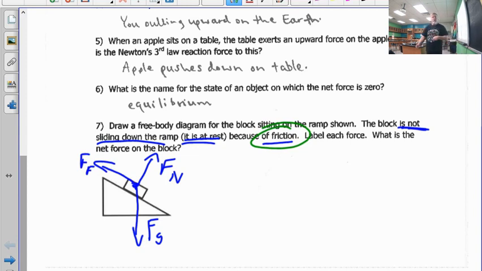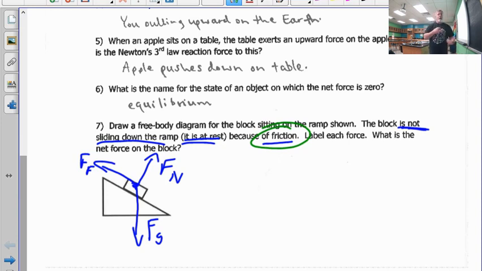Now, how did we know that friction was pointing up the slope and not down the slope? How did we know that? Yeah, it's not moving, right? So a little bit more. Yes, friction wants to slow down an object. So if an object's moving, friction wants to slow it down. But if an object's not moving, what does friction do? It's resisting the beginning of the motion.